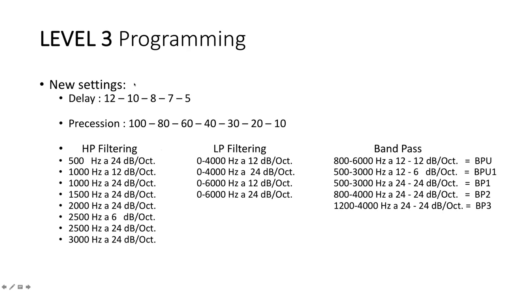So let's see a little bit in level 3 programming. What do we have to use? You know that for the persons who have been trained to level 3, you have different settings, like the settings of delay 12, 10, 8, 7, and 5. Precession, we have new settings, so we can adjust to faster speeds or longer speeds in function of the work we're going to do.